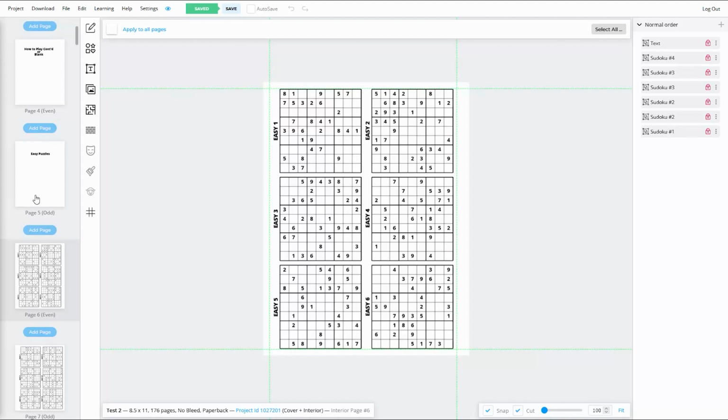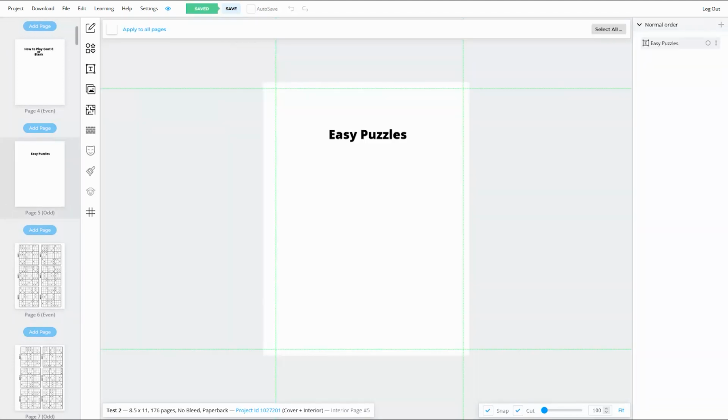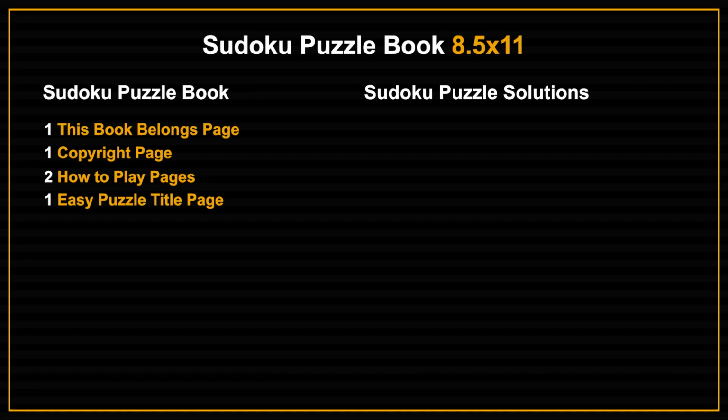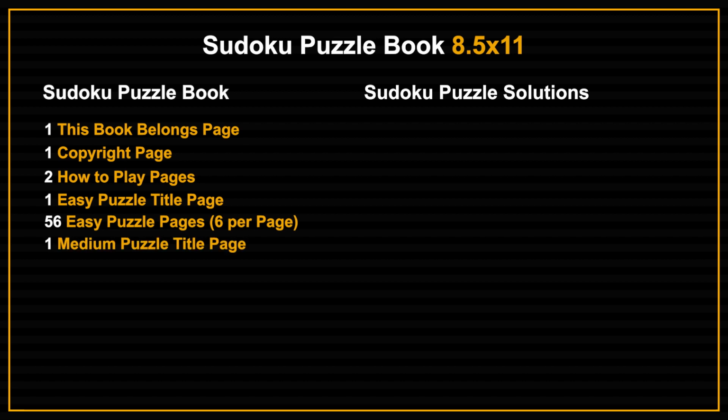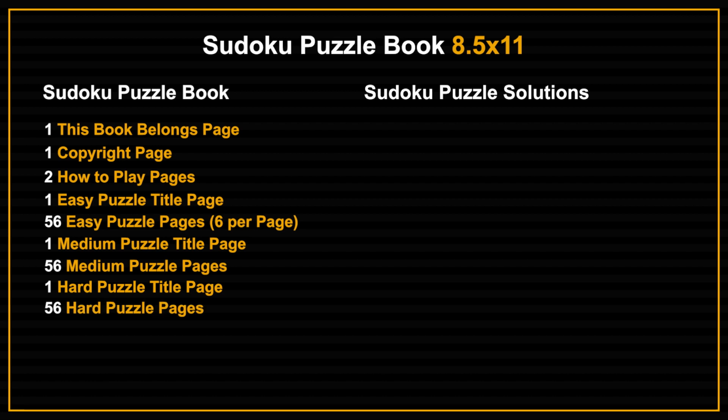And I also want each section to be divided by its own title page. So that's going to look something like this. I'm going to have one easy puzzle title page, followed by 56 pages of easy puzzles with 6 puzzles on each page. Next, I have my medium puzzle title page, followed by 56 pages of medium puzzles. And finally, I have my hard puzzle title page, followed by 56 pages of hard Sudoku puzzles, again, 6 puzzles per page.